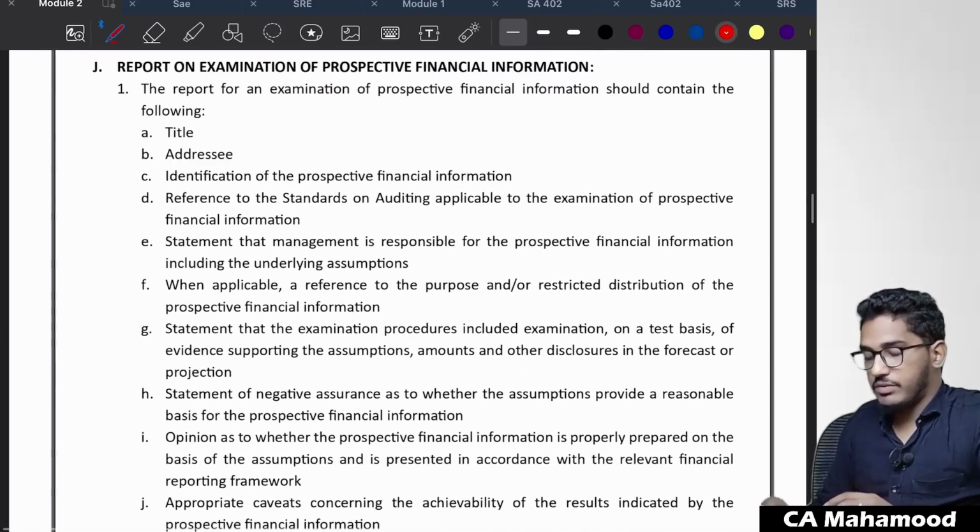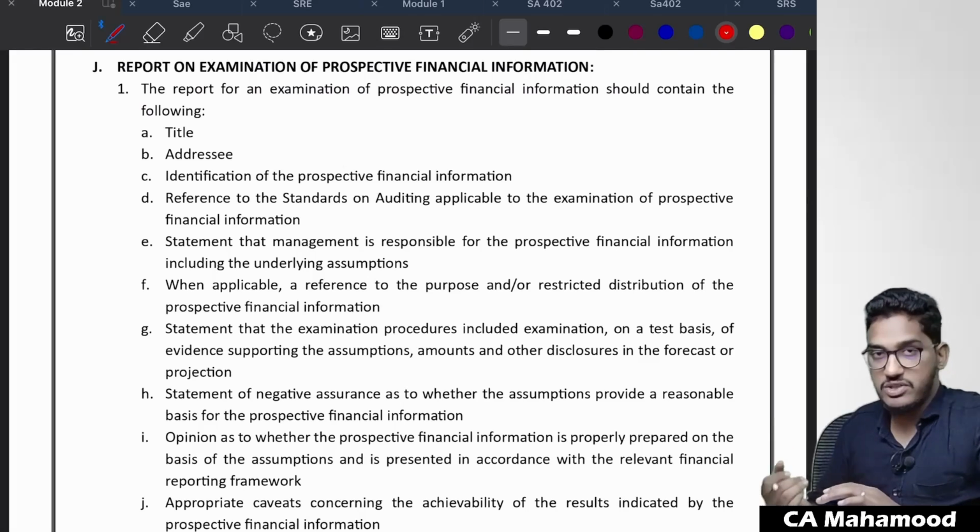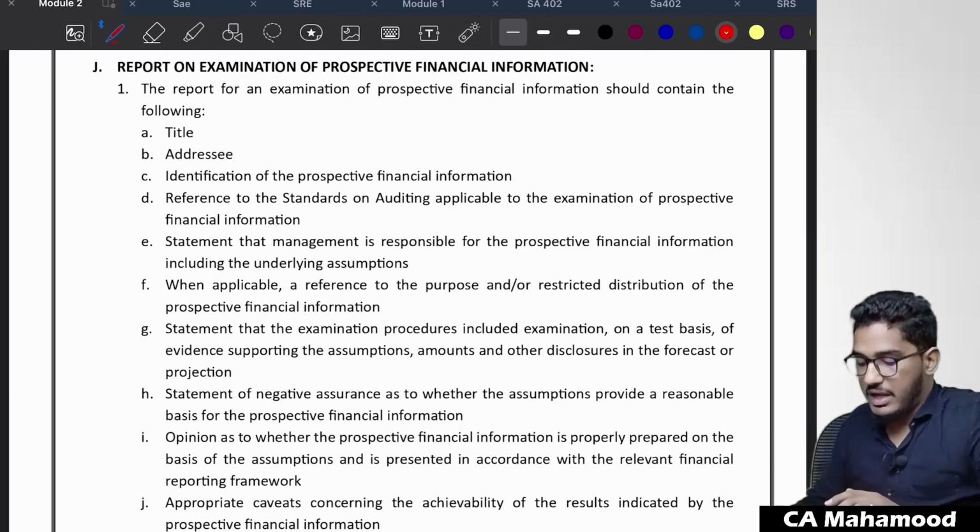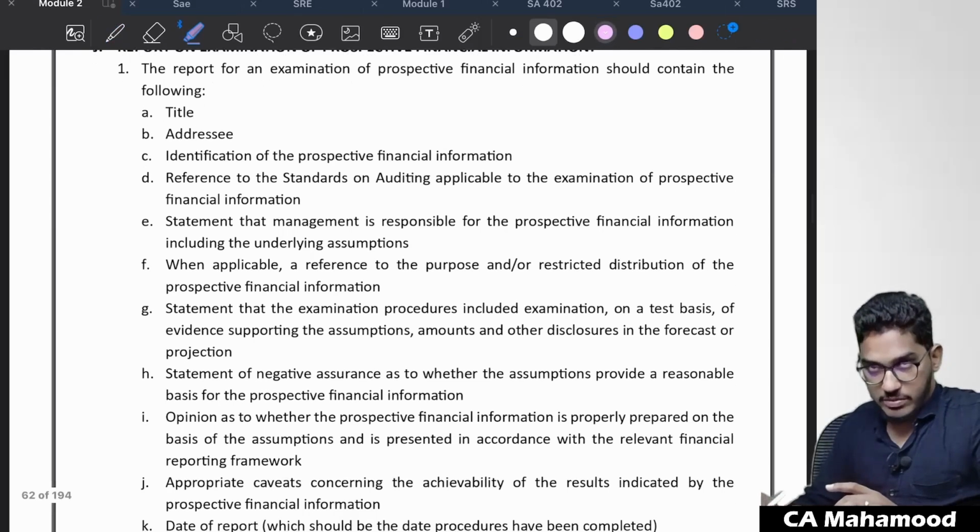Now, okay, after we are done with all the procedures, after we have verified everything, now we will have some findings. On the basis of those findings, we are required to prepare a report. Let us see what information should be presented in that report.